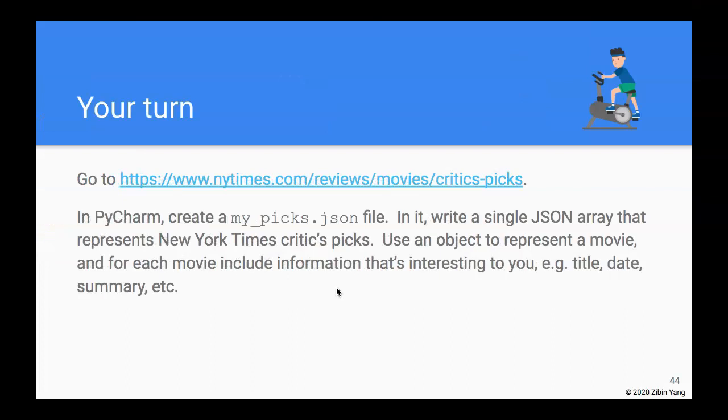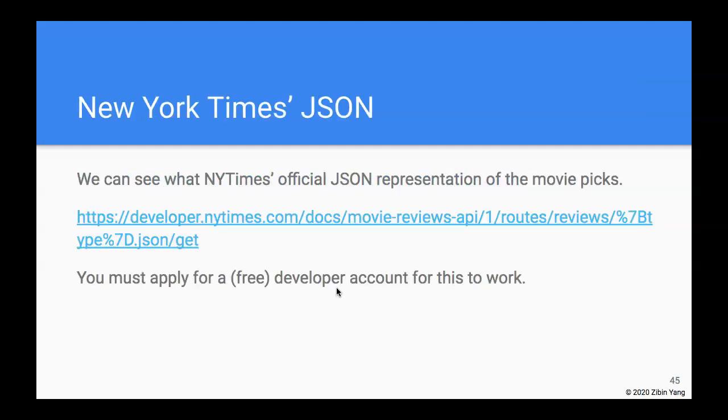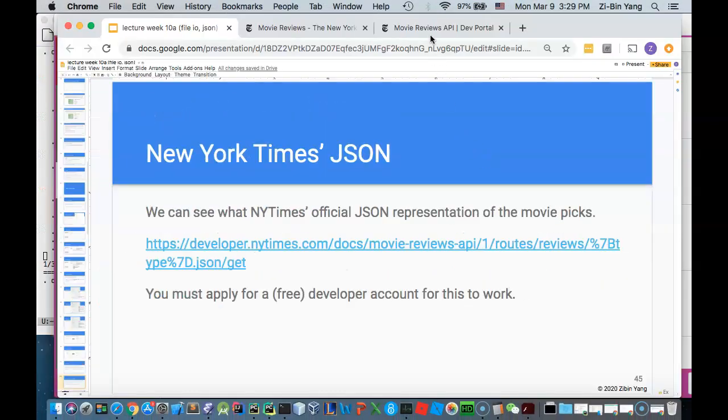All right, now that we have done this ourselves, wouldn't it be nice if we could actually see what the official New York Times JSON is for their movie critics pick? As a matter of fact, you can look at the official JSON if you sign up on a developer's website and use one of their APIs. I'm going to show you quickly what it looks like. You don't necessarily have to know how this works. We'll get to a little more information next time.